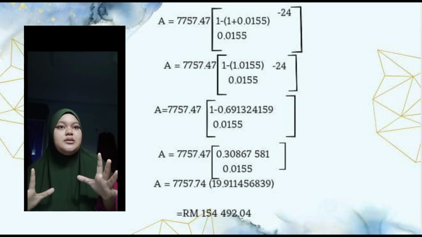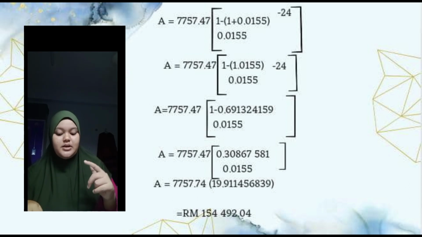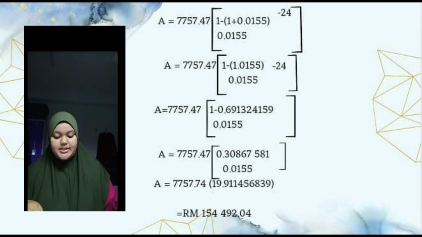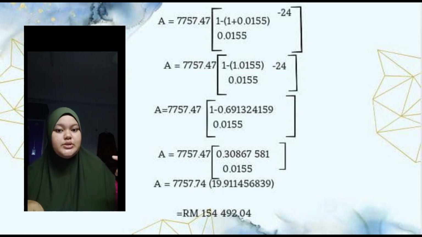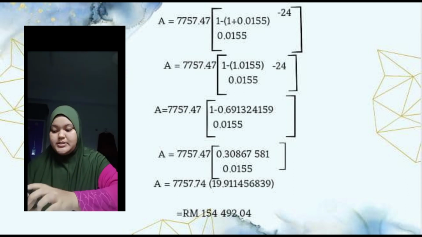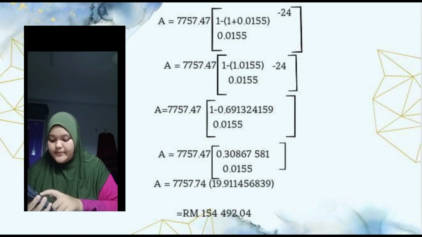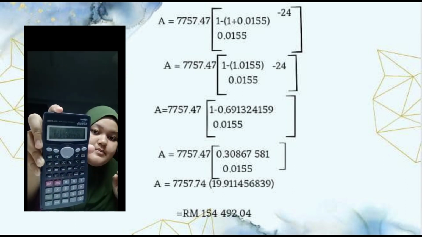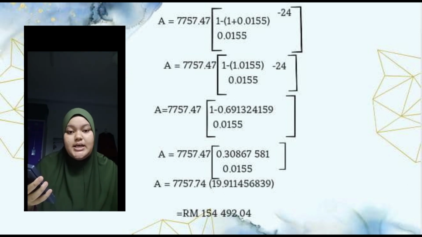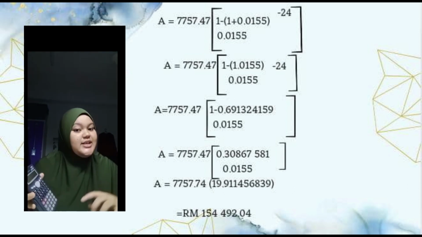This is not the last answer. You have to multiply 7757.74 by the answer. So you have the last answer, 7757.74 times 17714. So this is the last answer, 15449.20. Okay, that's all for me. Thank you.